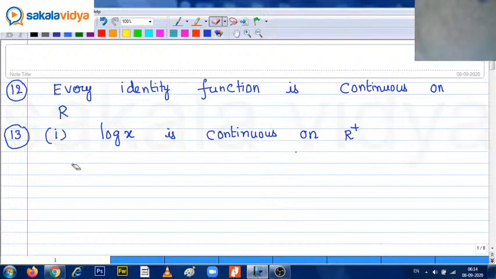Okay, no problem. But actually, today's papers were very easy. Our questions only appeared. I thought the first question itself was from permutations and combinations.